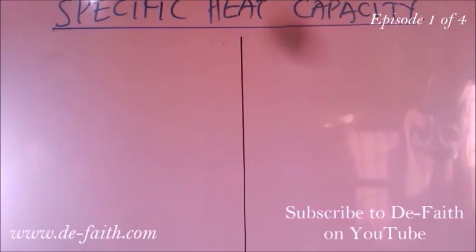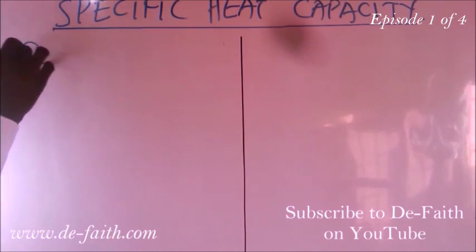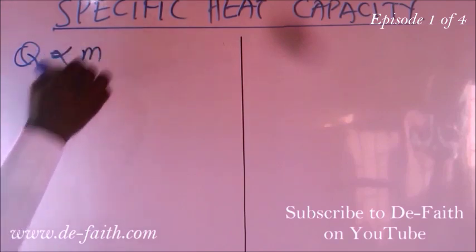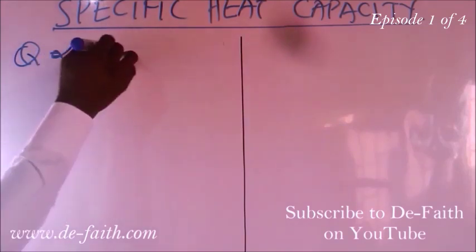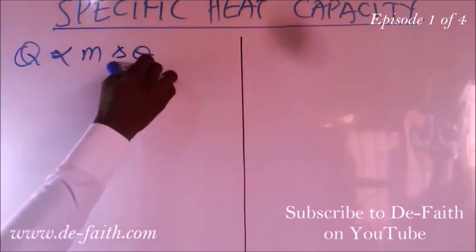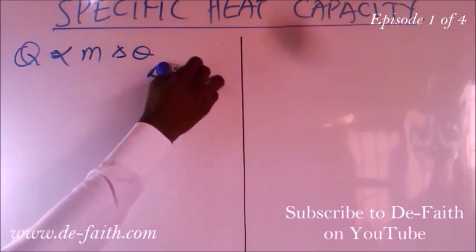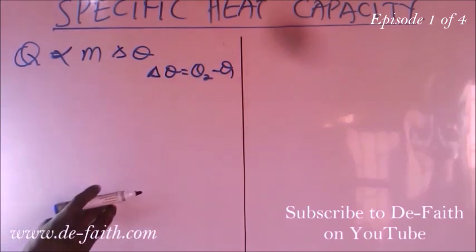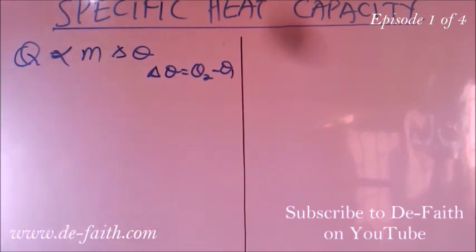The quantity of heat received by a body is proportional to the mass and temperature change of that body. Now what do I mean? We are saying that the quantity of heat that is being supplied to a body is proportional to the mass that's receiving the heat and the temperature change. Temperature change is written as delta theta, and delta theta itself could be theta 2 minus theta 1. Theta 1 is the initial temperature of the body before the heat was supplied, while theta 2 is the final temperature after which the heat has been applied to the body.